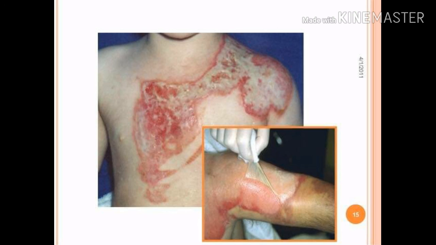So in goals, we have to prevent complications, of course, contractures. Vital signs early, it's important. Assess respiratory function, tetanus boosters, anti-infection, analgesics, no aspirin, strict surgical asepsis, turn every 2 hours to prevent contractures, and emotional support.